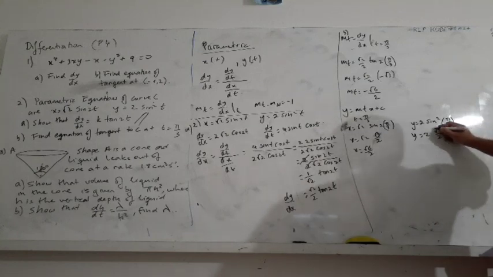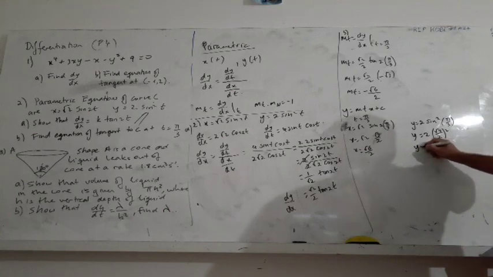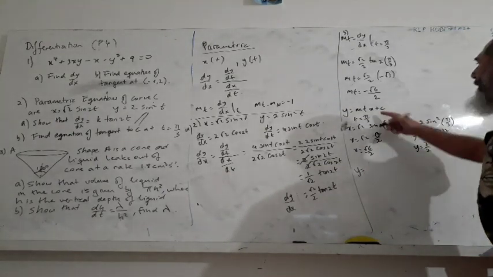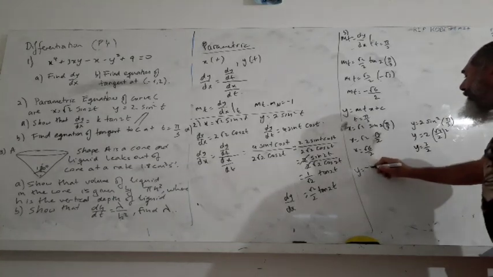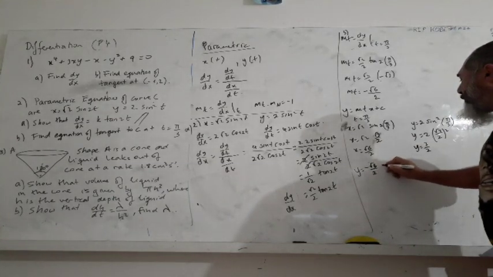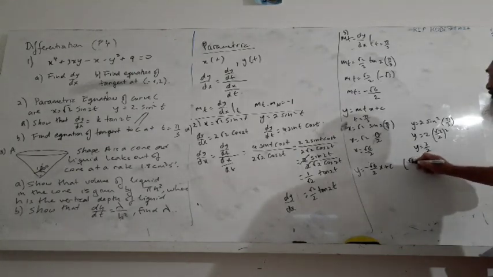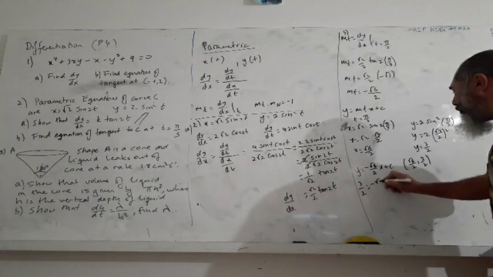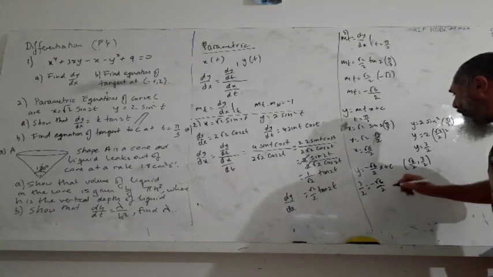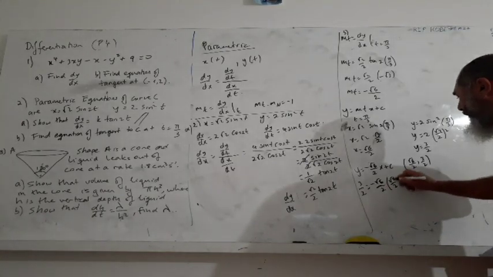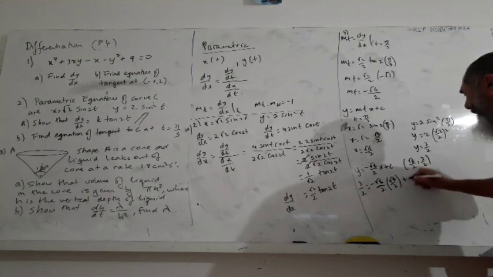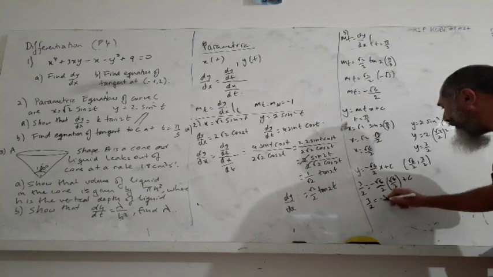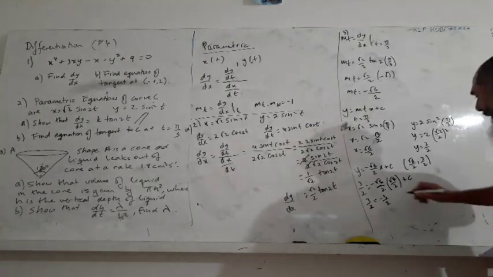Y is equal to 3 over 2. So y is equal to, and in place of tangent I am going to substitute minus root 6 over 2 x plus c, and it passes through the point root 6 over 2, 3 over 2. 3 over 2 is equal to minus root 6 over 2 times root 6 over 2 plus c, so 3 over 2 is equal to minus 3 over 2 plus c. So c is equal to 3.